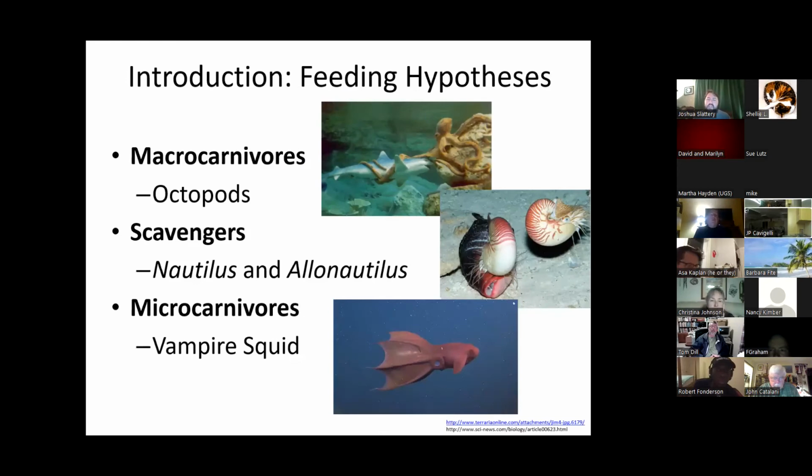Feeding hypotheses. Some people have suggested that, if you look at modern cephalopods, there are macrocarnivores like octopods, scavengers like Nautilus, and then there are the microcarnivores like the vampire squid. These are animals that passively float in the water column and eat small plankton. And we think Ammonoids probably had all these variable niches for feeding as well.